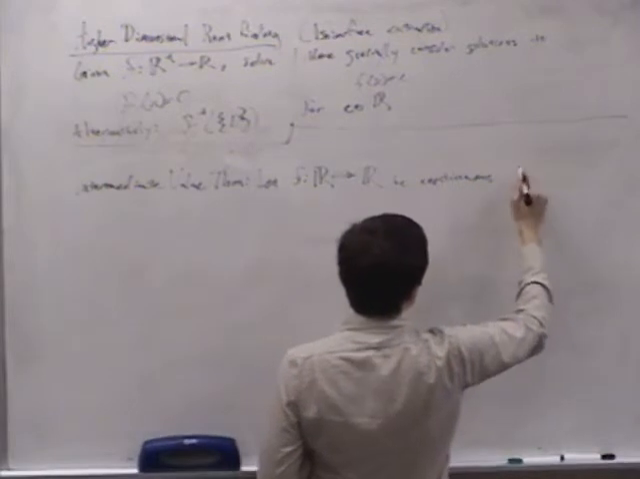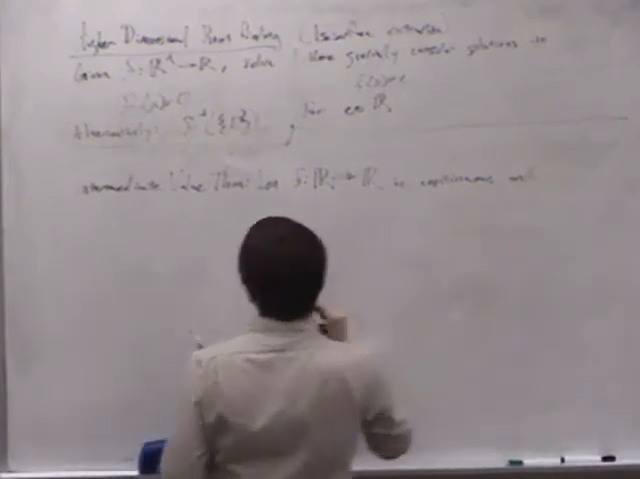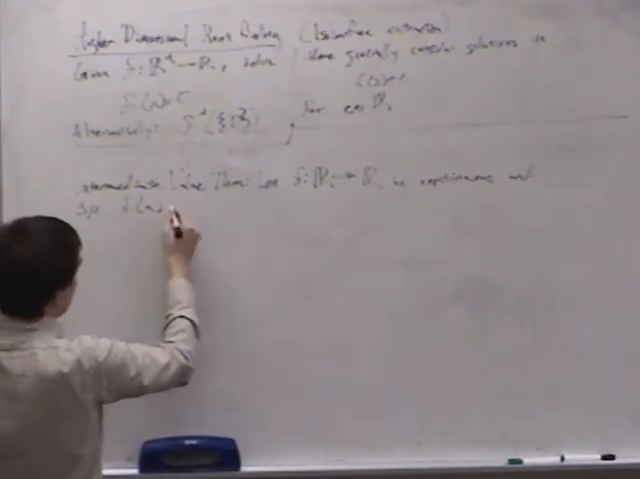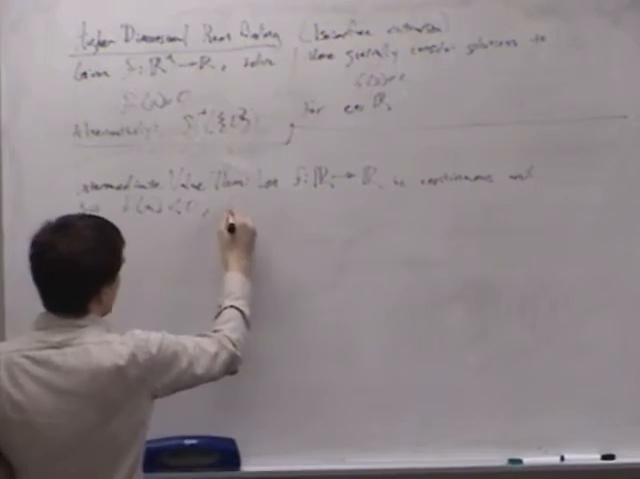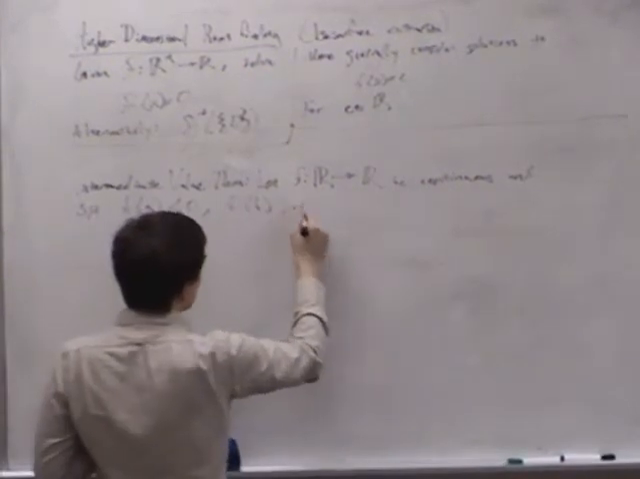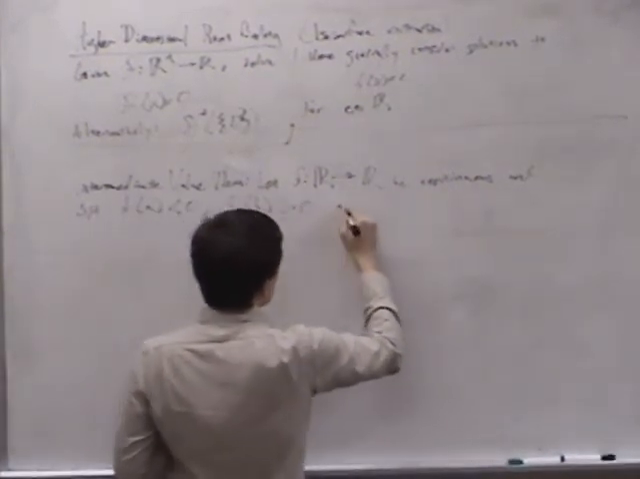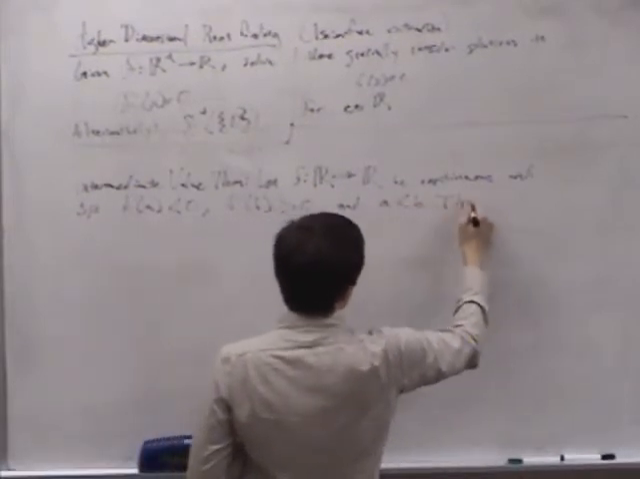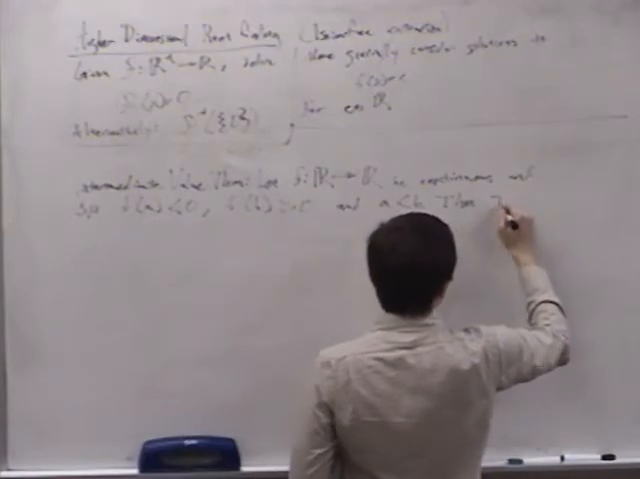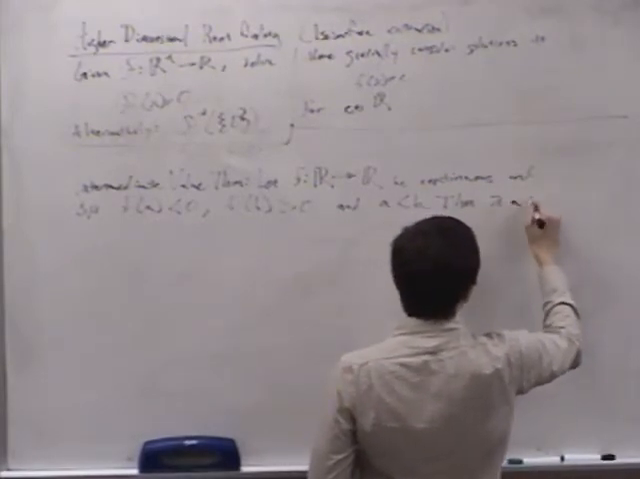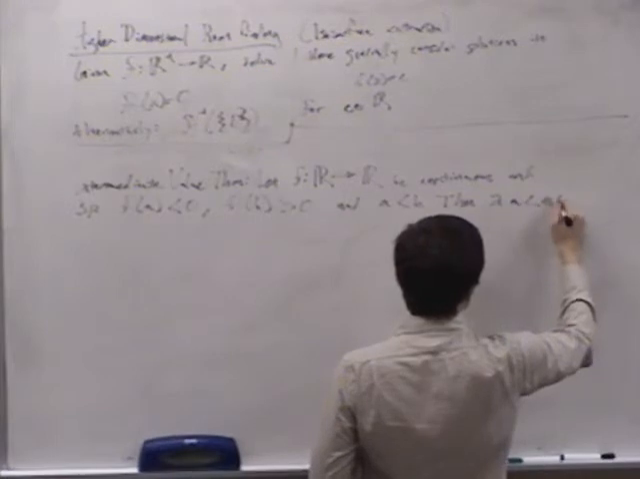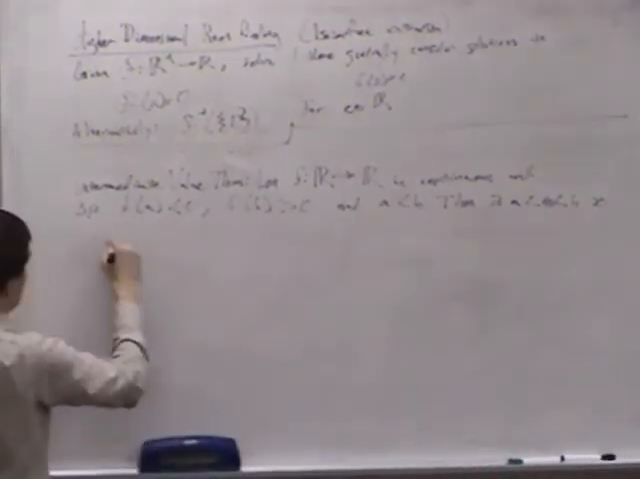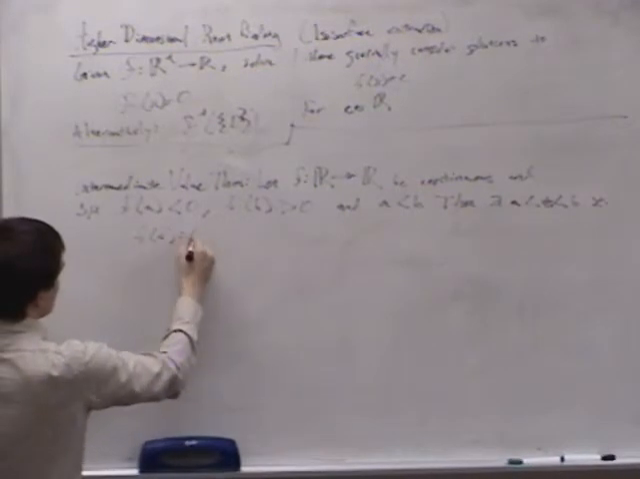Be continuous, and suppose that f of a is less than 0, f of b is greater than 0, and a is less than b. Then there exists some t between a and b such that f of t equals 0.